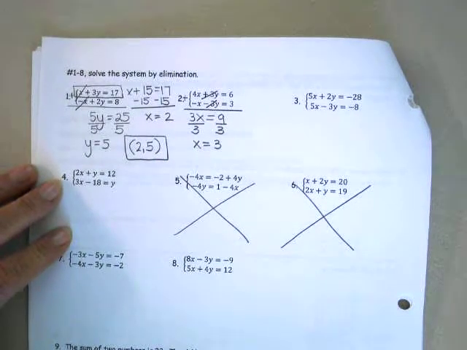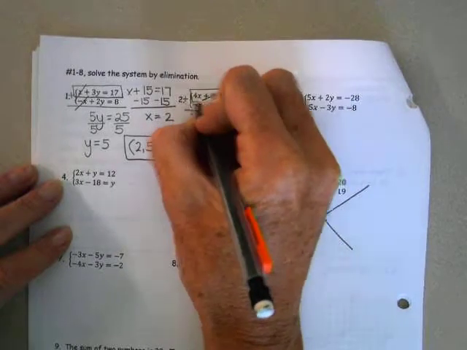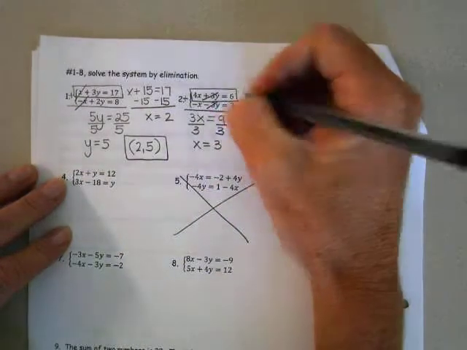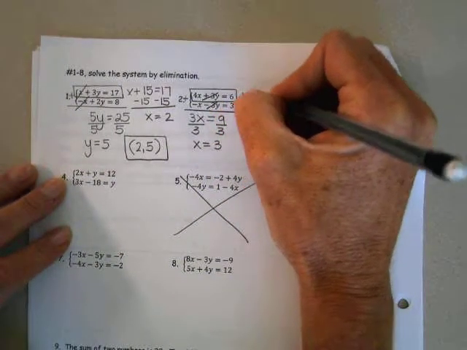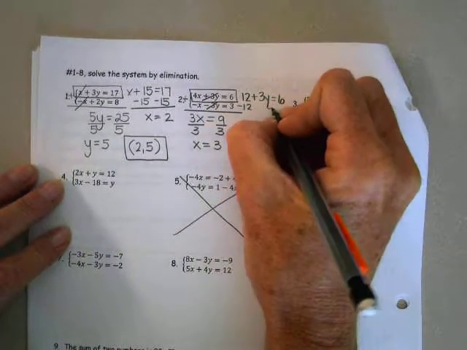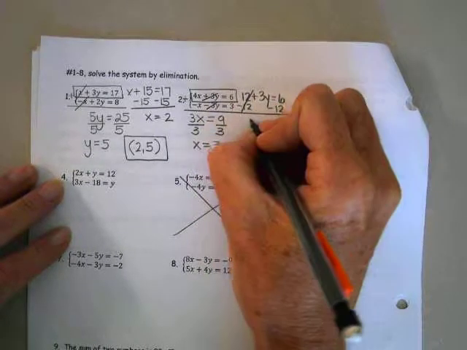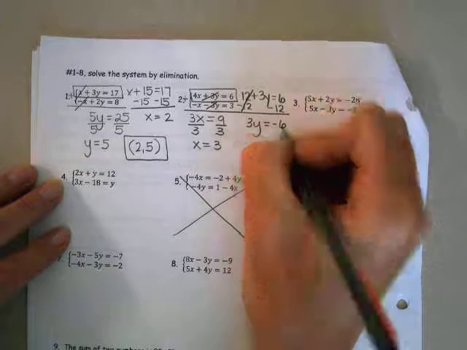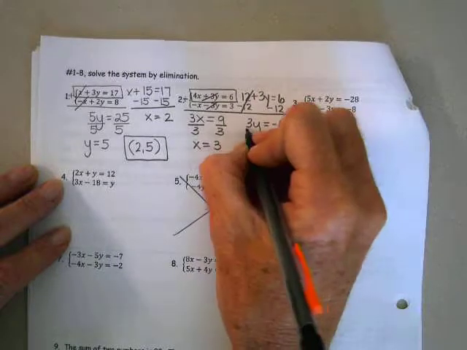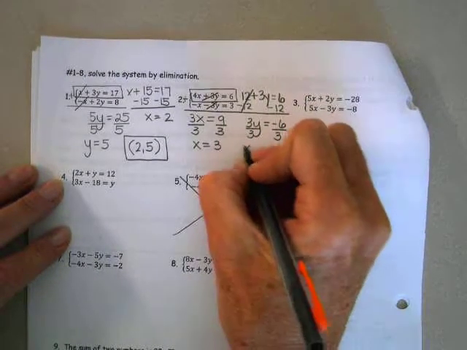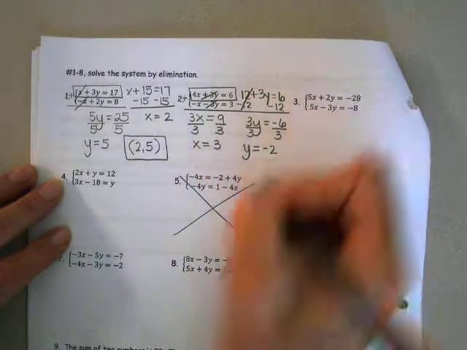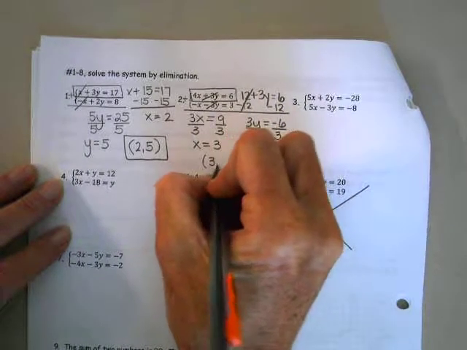Once I get to that point, I can divide by 3, and my x value is 3. Once I get x, I can go up here and plug it into the top or the bottom equation. I'm going to choose the top equation. I plug 3 in for x. 4 times 3 is 12, plus 3y equals 6. Once I plug it in, I solve for y by subtracting 12. Once I subtract 12 from both sides, I now have 3y equals negative 6. I divide by 3, and y is equal to negative 2. So if I write it as a coordinate, my solution here is 3, negative 2.